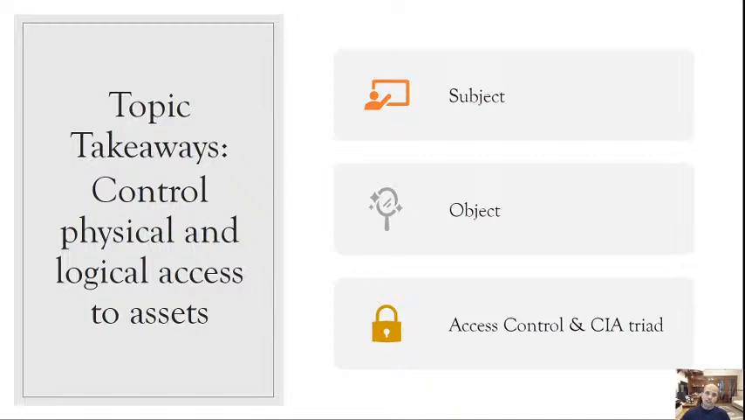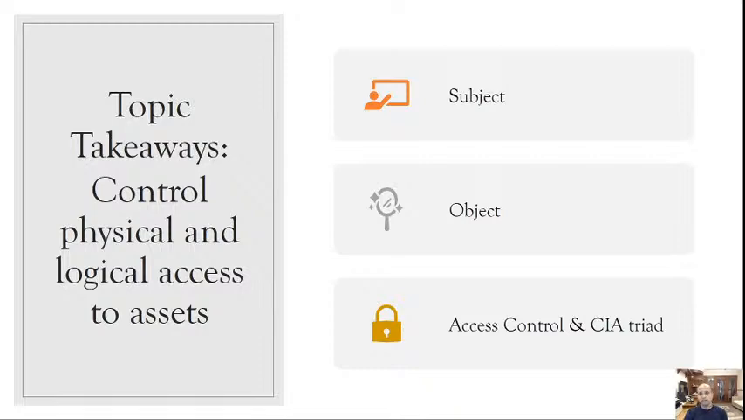So the next topic takeaway is about access control impact on the CIA triad, or we can say access control and the CIA triad. Whenever we are going to discuss the CIA triad, we need to understand the concept of confidentiality, integrity, and availability. Confidentiality is preserving the authorized restriction on information access and disclosure. And integrity means guarding against improper information modification or destruction.